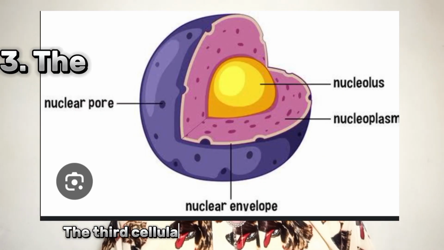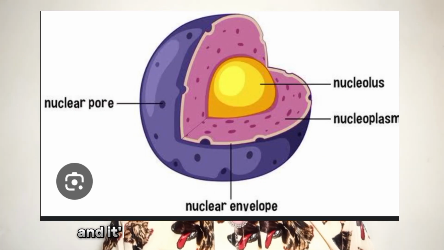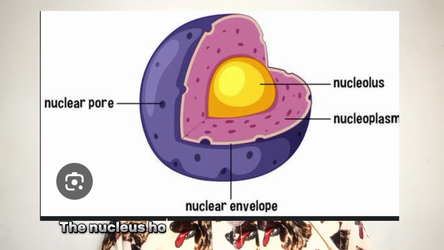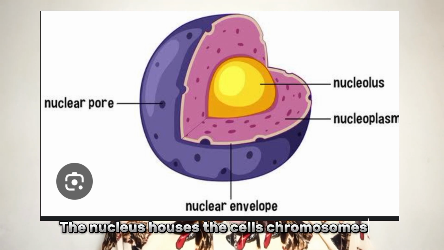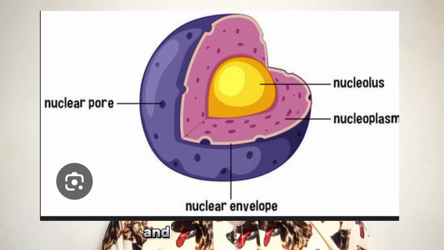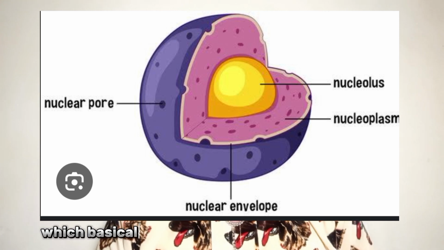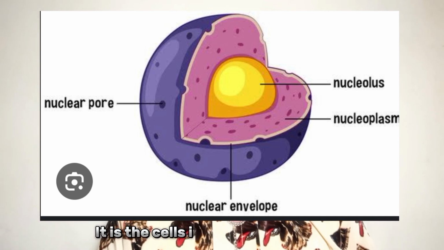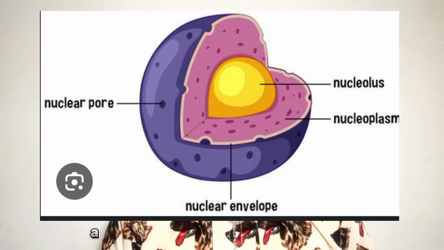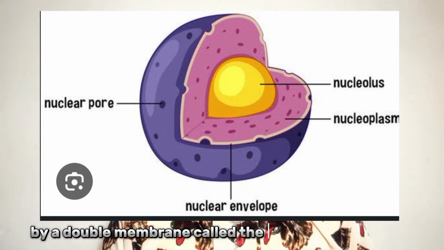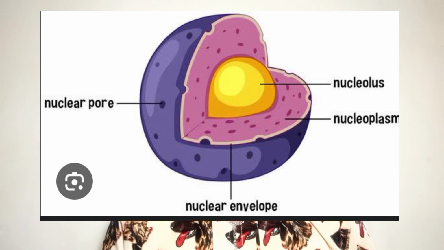The third cellular organelle is the nucleus and is found only in eukaryotic cells. The nucleus houses the cell's chromosomes and is the place where almost all DNA replication and RNA synthesis, which basically means transcription, occur. It is the cell's information center. The nucleus is spherical and separated from the cytoplasm by a double membrane called the nuclear envelope.